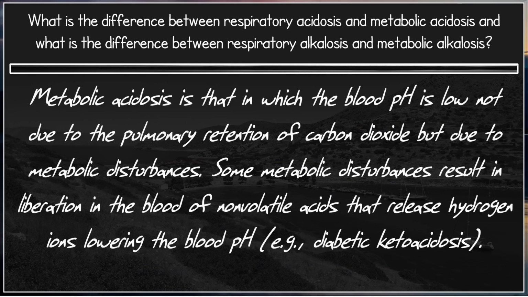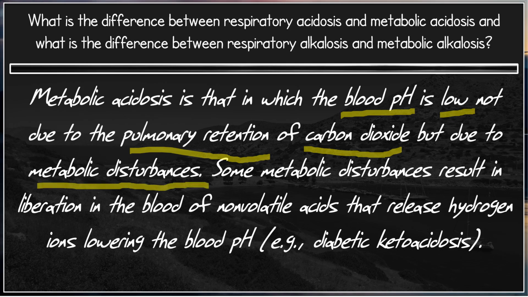Metabolic acidosis is that in which the blood pH is low, not due to the pulmonary retention of carbon dioxide, but due to a metabolic disturbance. Some metabolic disturbances result in the release into the blood of non-volatile acids that release hydrogen ions, lowering the blood pH, e.g. diabetic ketoacidosis.